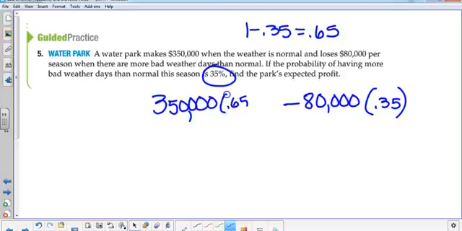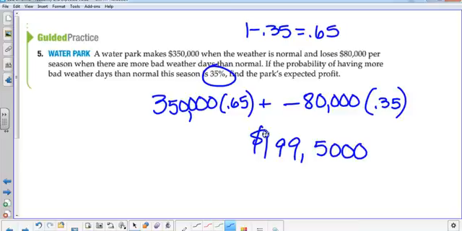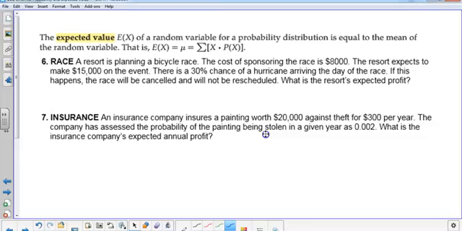Okay. So we add those values together. The chance that they profit $350,000 is this. The chance that they lose $80,000 is this. What is their average expected profit? Or it's called expected value. Almost $200,000, right? Okay. 2 questions on your worksheets.